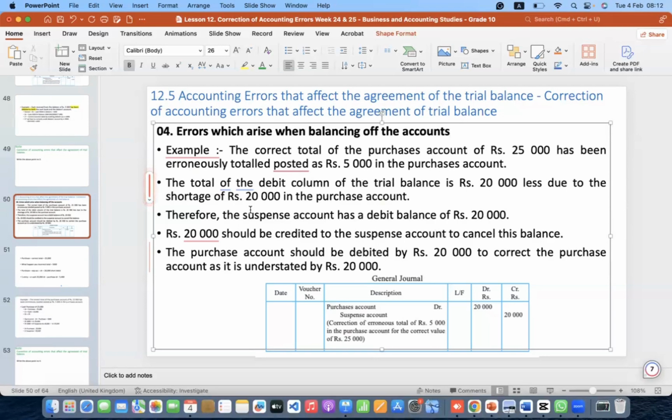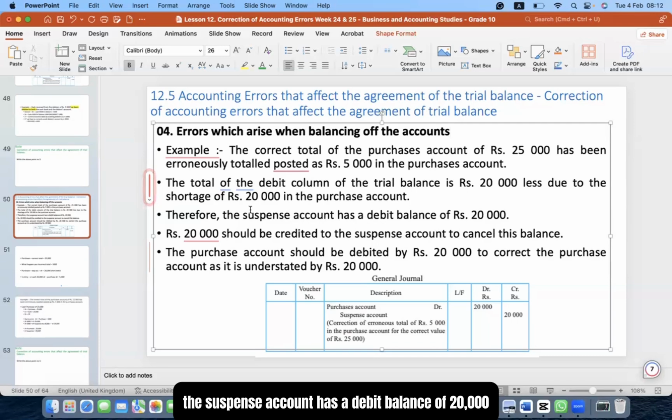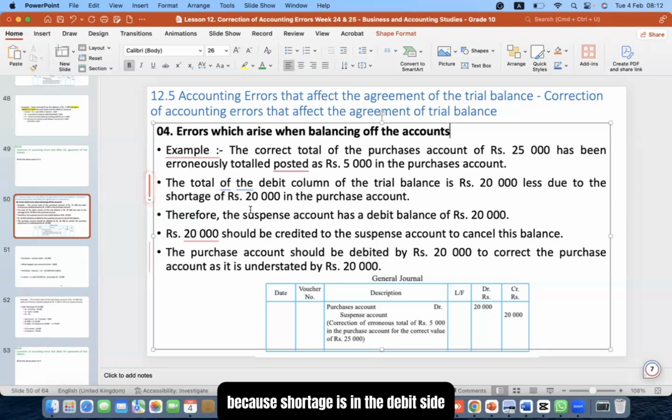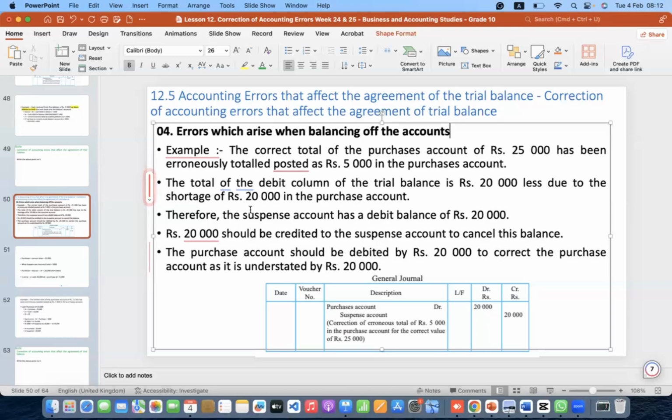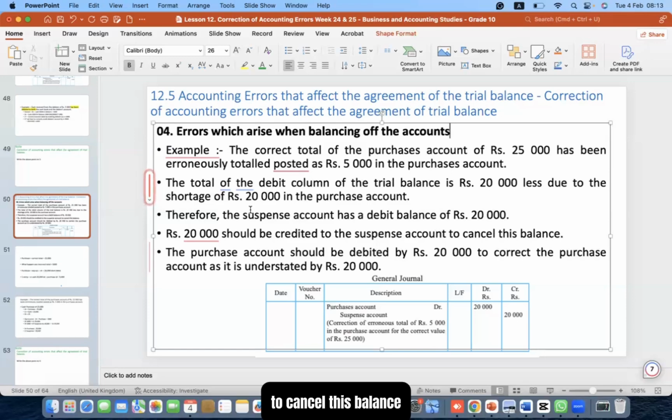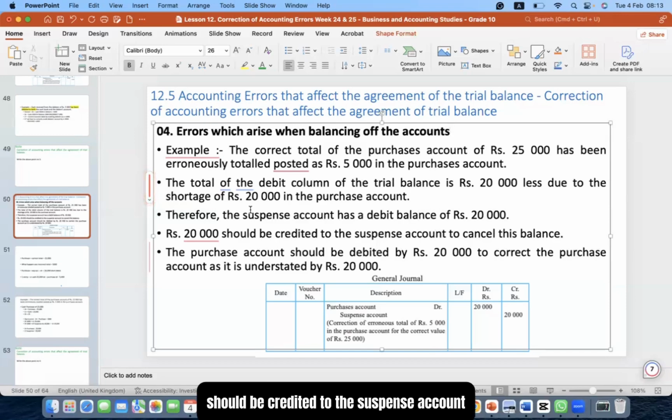Then therefore, the suspense account has a debit balance of 20,000. Why? Because the shortage is on the debit side. That difference is 20,000, and it is a shortage on the debit side. So you record it in the suspense account on the debit side. So rupees 20,000 should be credited to the suspense account to cancel this balance.